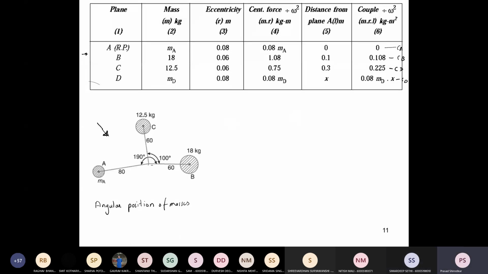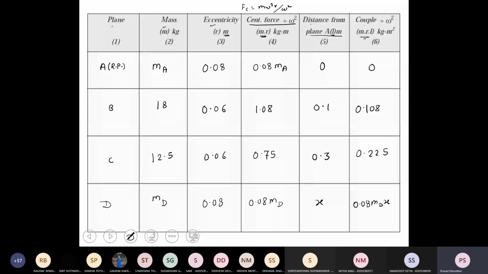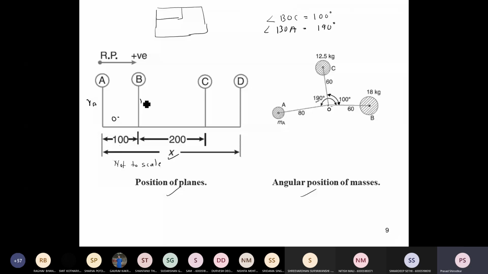Sir, why are there 4 planes and only 3 masses? I didn't follow that part. No, no, no. There are not 3 masses. See, there are 4 planes and 4 masses. See, MA, this is MB, this is MC, and this is MD. So there are 4 masses. All right, and then there are 4 radius of rotation for each of them. That is this distance. This is RA, this is RB, this is RC, and this is RD.